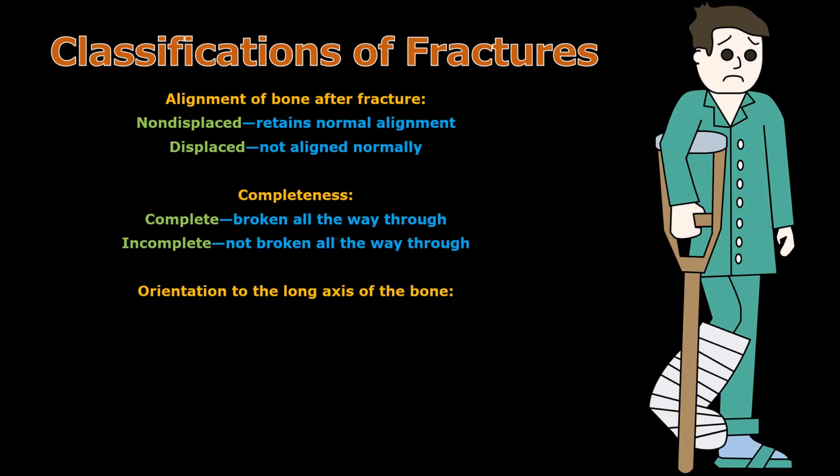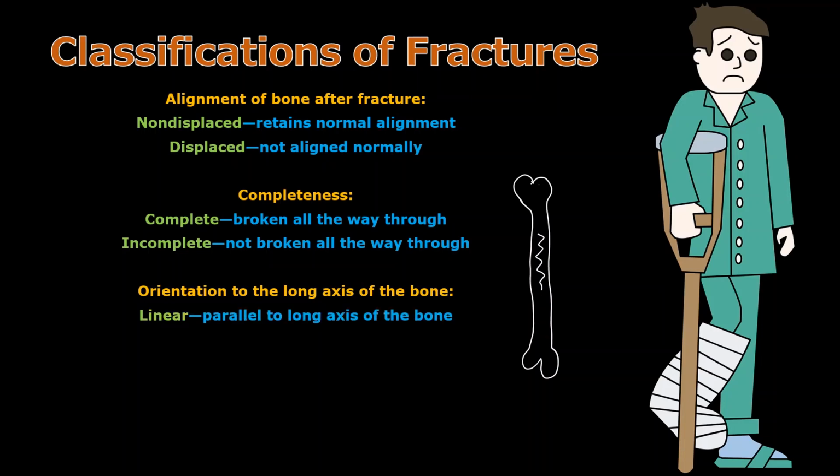Orientation to the long axis of the bone, something like this. If you had, let's draw our cartoon bone again. There it is. And the crack is like this, right? Running with the length of the long axis. That would be called a linear fracture, right? It's parallel to the long axis. If, however, the crack were like this, I'm drawing here, kind of like a transverse looking thing, that would be called a transverse fracture. It's perpendicular to the long axis of the bone.